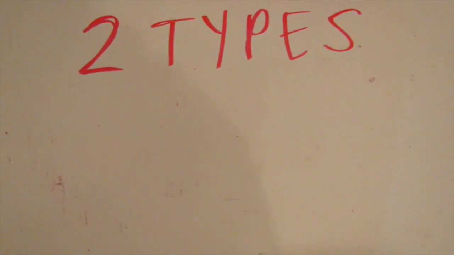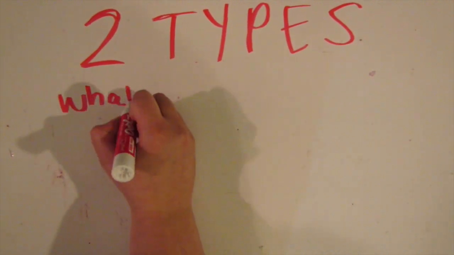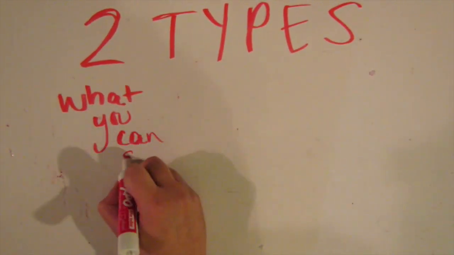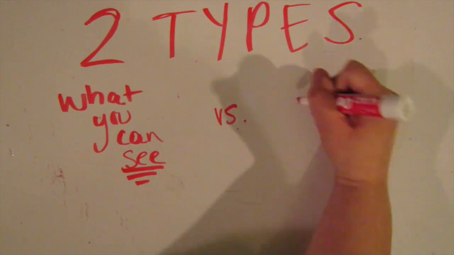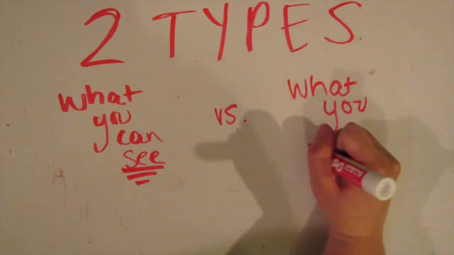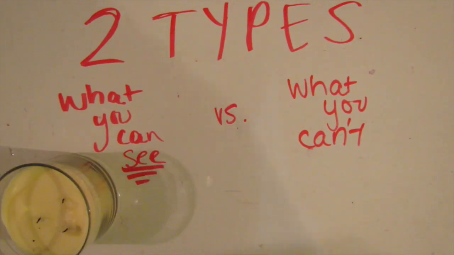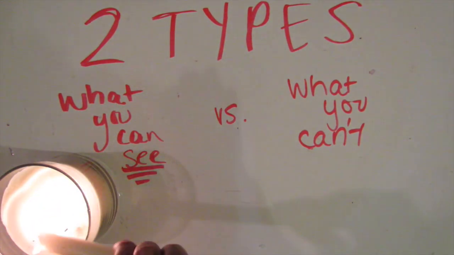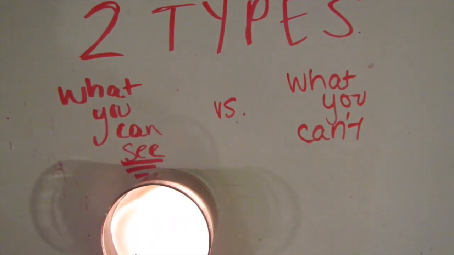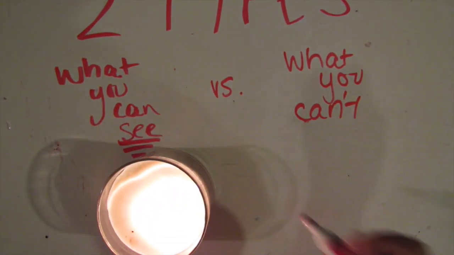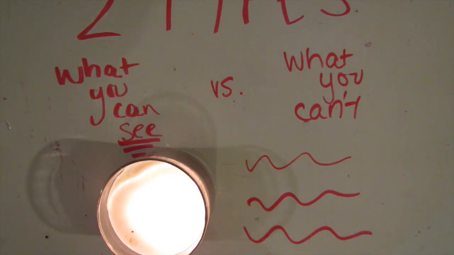In general, we can divide light into two categories. There's the type of light that you can see, and the type of light that you can't. The light that you can see is what you would traditionally think of as light, like the light of this candle. But there are so many more types of light that we can't see. Like the infrared waves that are coming off of that candle is heat.